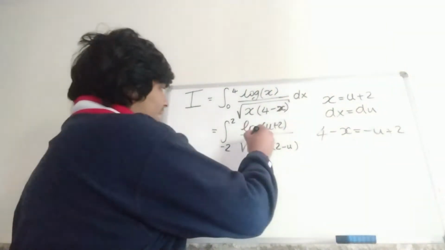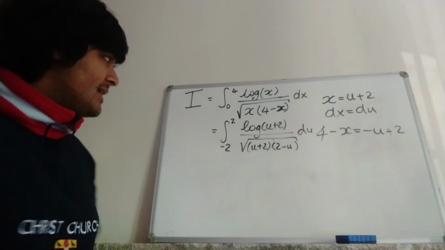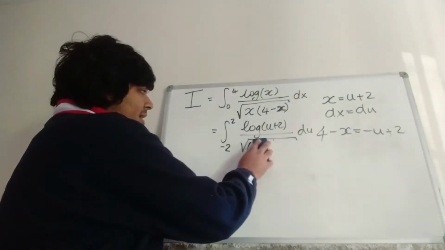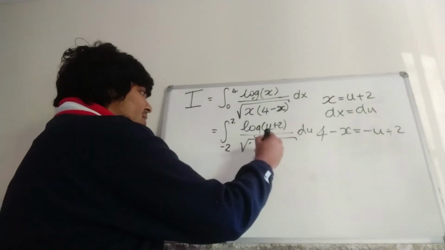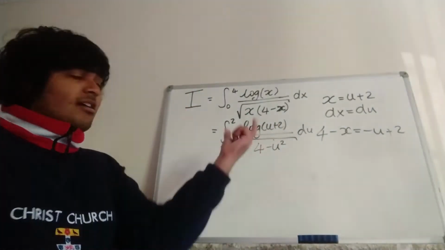Okay, so we get this thing here, and of course dx is just du. So we get this integral here. But then this bottom we can see is just the difference of two squares. Or we can write it as the difference of two squares. It's just 2 squared minus u squared, which is 4 minus u squared, like so. Okay, so we've just expressed I in this way here.